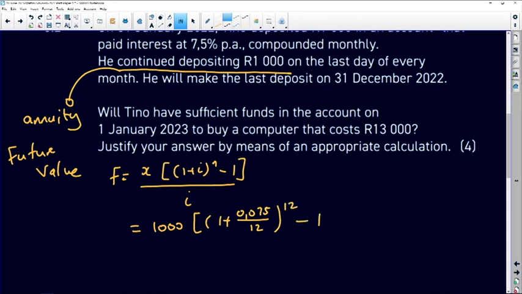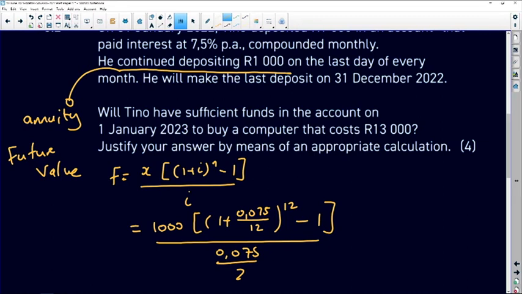Take away 1. Everything is in months here, so we have to make sure that everything is denominated the same. Money is paid monthly, that's 1,000 every month. The interest has been converted to months, that's why I'm dividing it by 12. And the number of months is going to be 12, because from the 31st of Jan to the 31st of December is 12 payments in total.